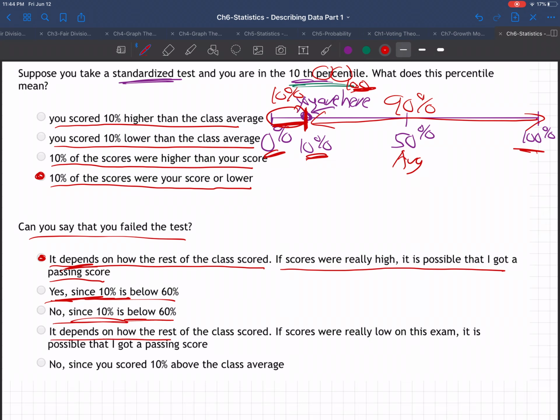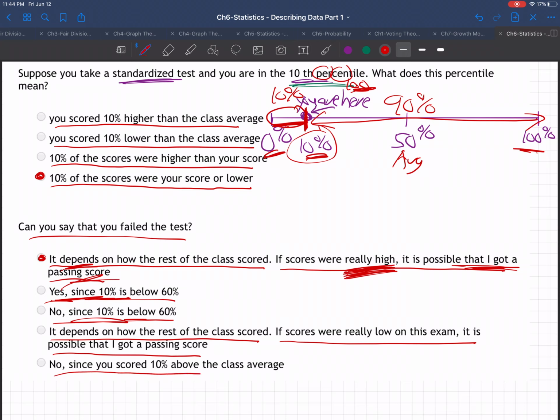How about it depends on how the rest of the class scored? If scores were really low, it is possible that I got a passing score. No, if the scores are really low and you're only at 10% of the way along, then you didn't pass. But if everybody did really well, if scores were really high, then yes, maybe it's possible that you got a passing score. And how about no, since you scored 10% above the class average? You didn't score 10% above the class average. It's this one right here. So there we go. It's going to our understanding of what percentile really means.